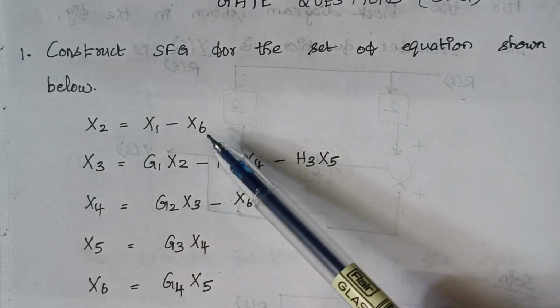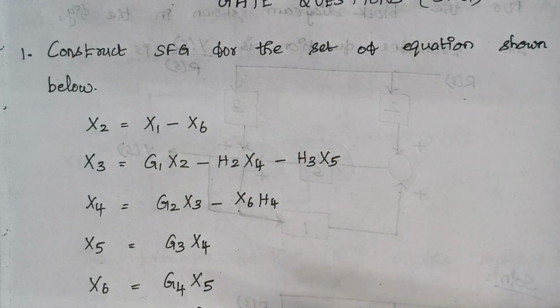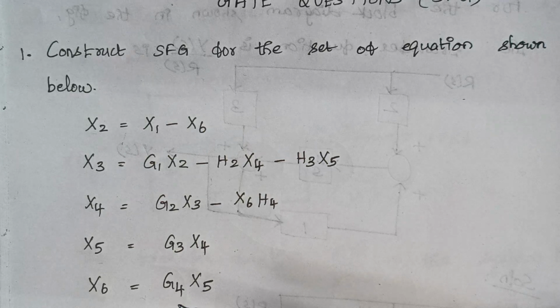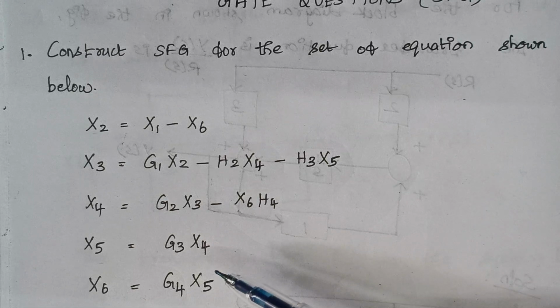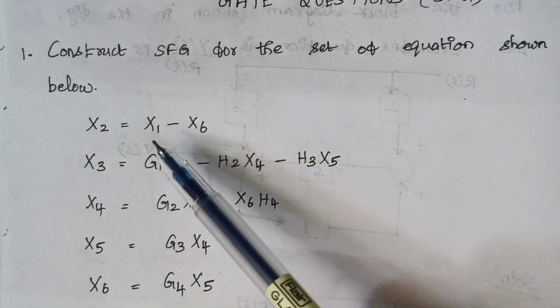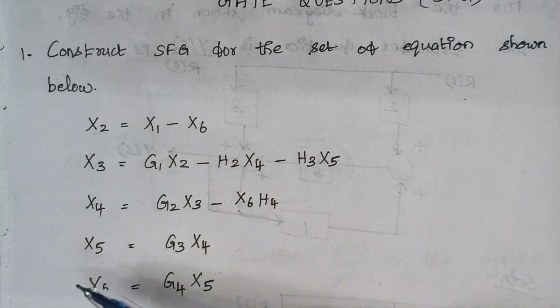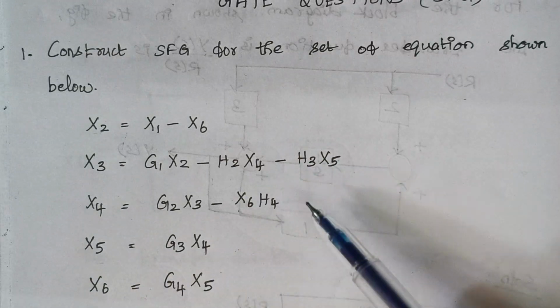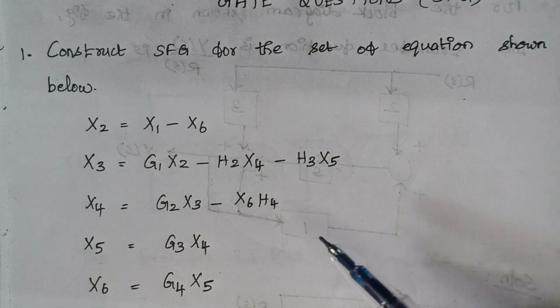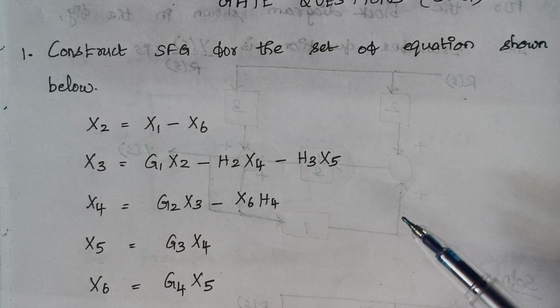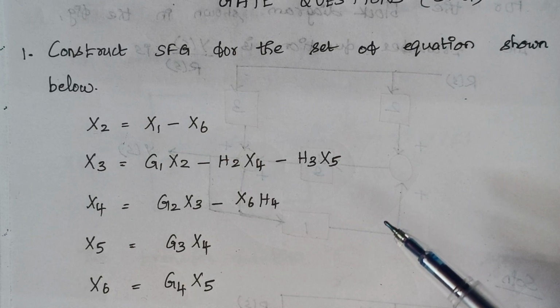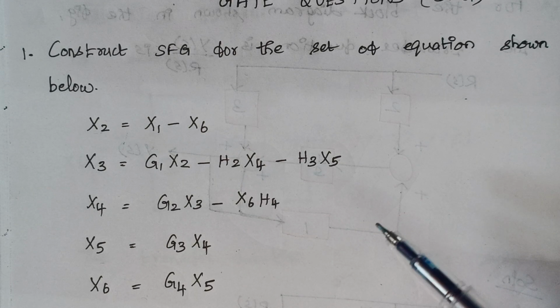So here just look at the values of x, right? Because H always denotes the elements in the feedback loop. So totally how many elements are present here? So x1, x2, x3, x4, x5 and x6, not more than that. So totally there are 6 nodes present in the signal flow graph.